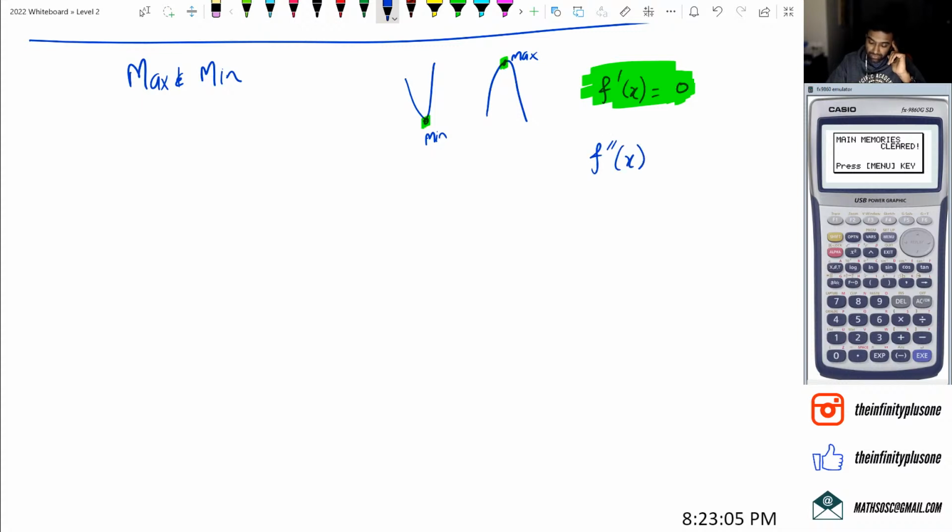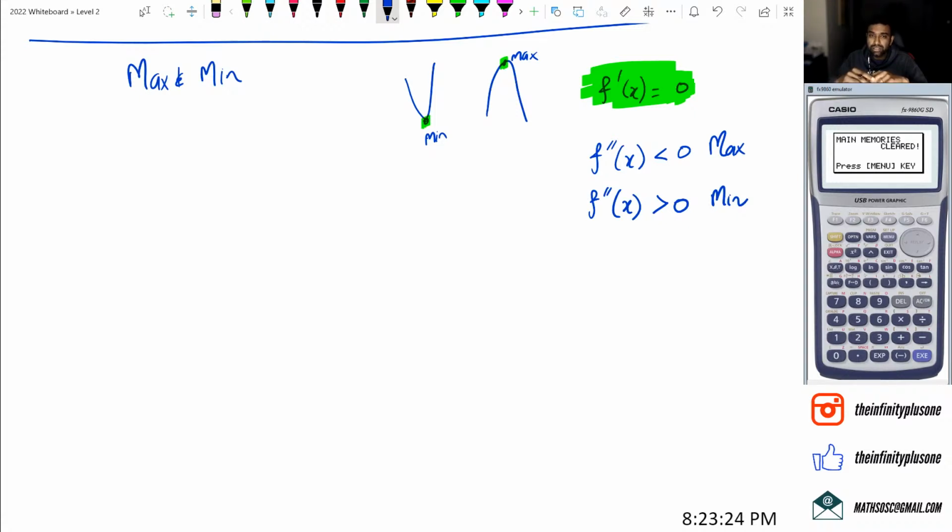If f double dash of x is less than 0, then it will become a maximum. And if f double dash of x is greater than 0, then it is a minimum. So don't worry about this. You might be wondering, oh, what is this guy talking about? I don't actually know what this double dash thing is.